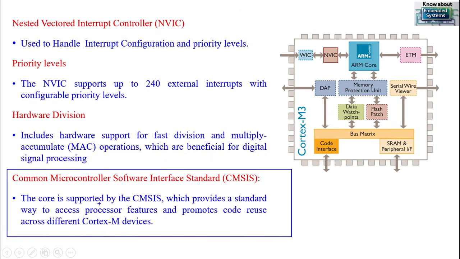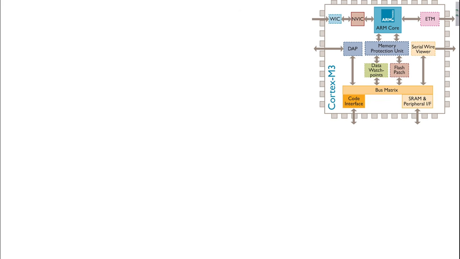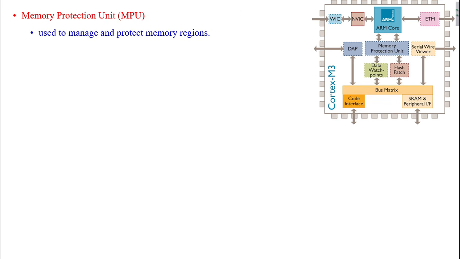The core is supported with CMSIS, which provides a standard way of accessing processor features and promotes code reusability across different microcontrollers. If you develop one set of code in one microcontroller, the same code you can use in a different microcontroller of a different manufacturer with the help of the CMSIS concept. This is also one of the good advantages of our Cortex M3 processor. Okay, so these are all the overview, and let us dive into some more points here.